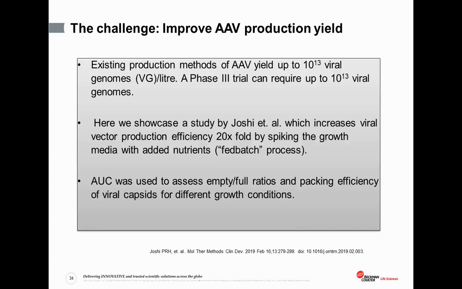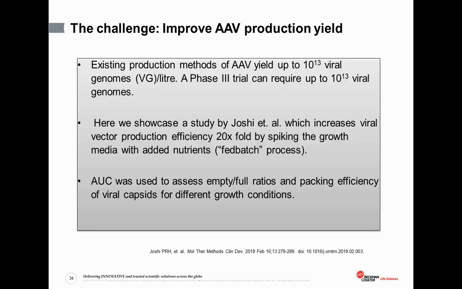Existing production methods of AAV yield something like 10 to the 13 viral genomes per liter. A phase 3 trial can require a lot more viral genome. And therefore, the question is: how do we improve the yield of viral vector production for gene therapy?